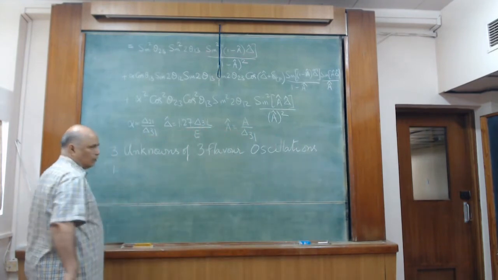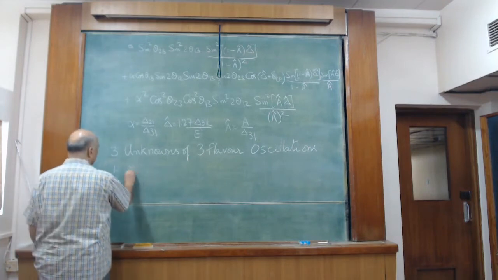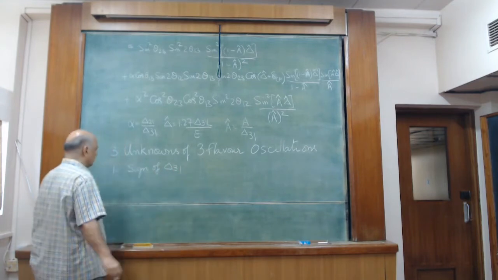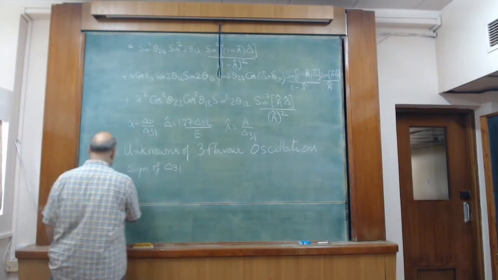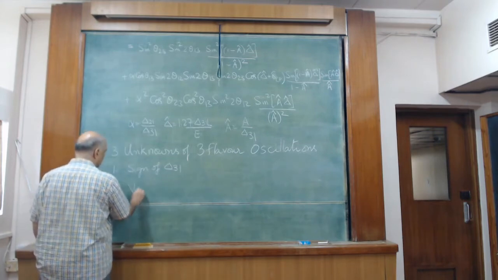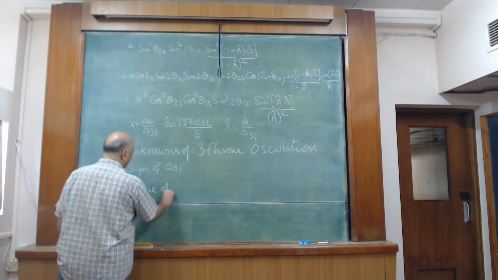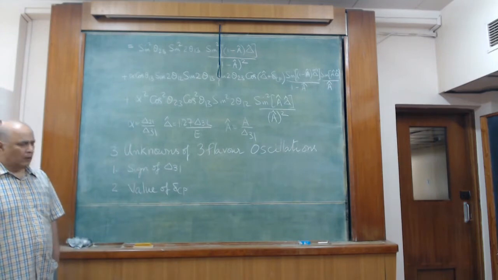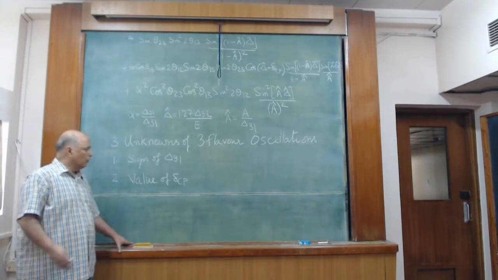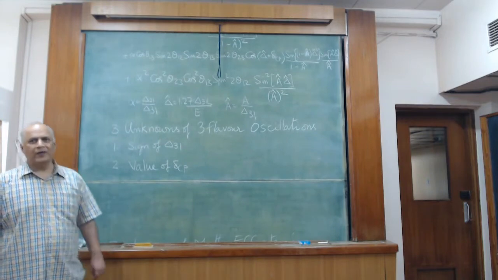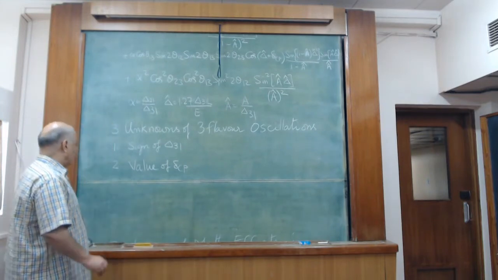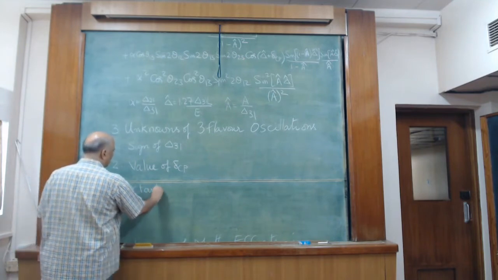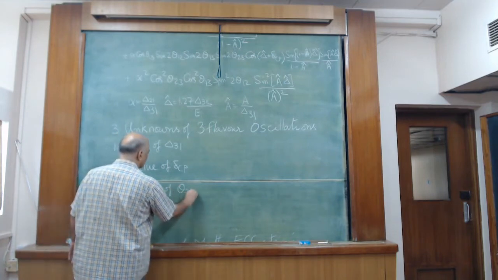One thing I have already discussed, that is sine of delta 3 1. And second thing, of course, is the value of delta Cp. As of now, we don't really have an idea of what the value of delta Cp is. And the third one is what is called the octant of theta 2 3.